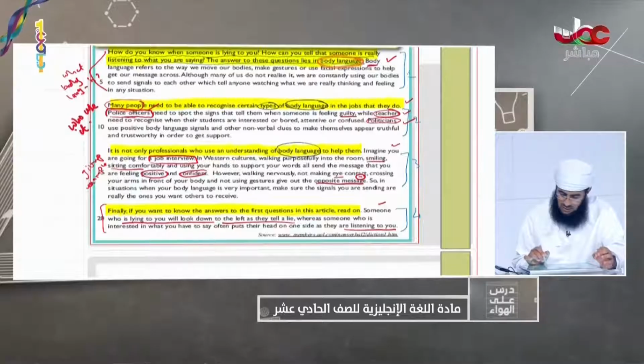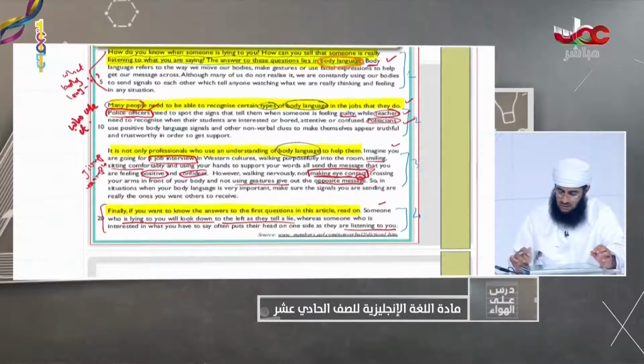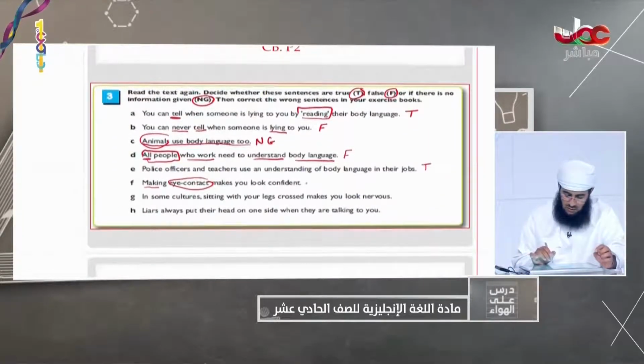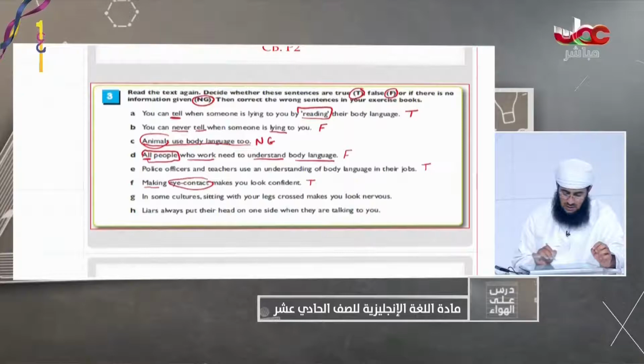So, not making eye contact. Okay, we have eye contact. If you don't have eye contact, it means you are giving the opposite message, the negative side. If you don't have eye contact, it means you are not confident. Of course you look confident with eye contact, this is true. If you don't have eye contact, it means that you are not confident.